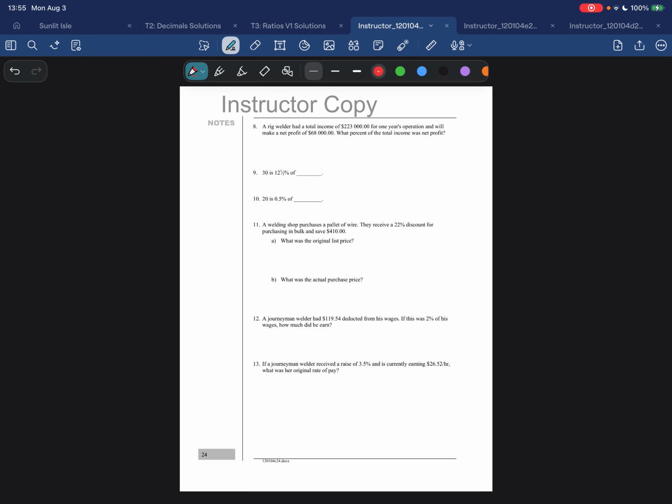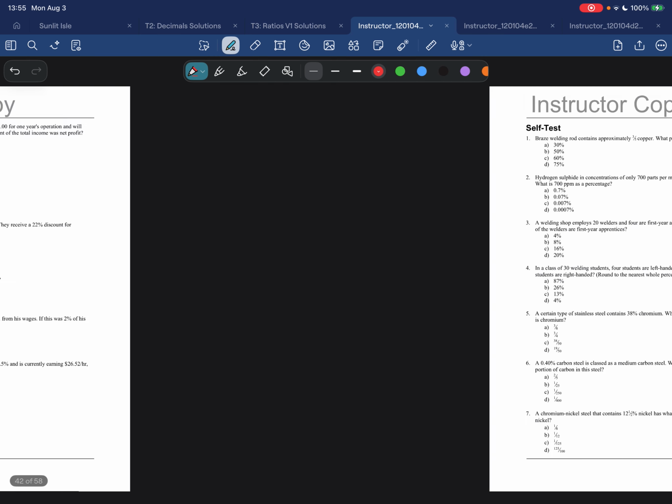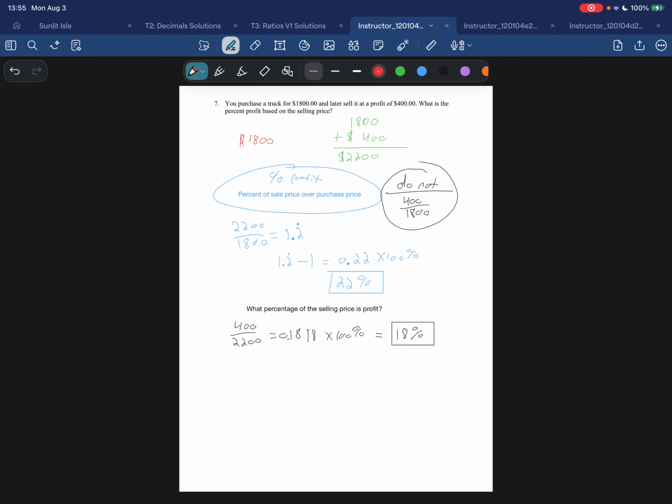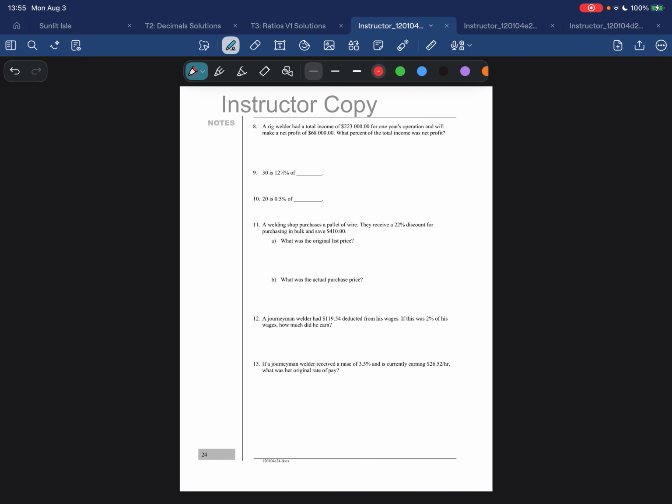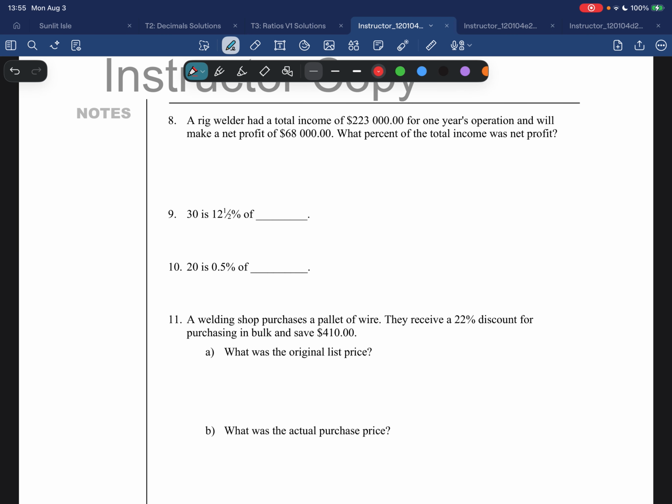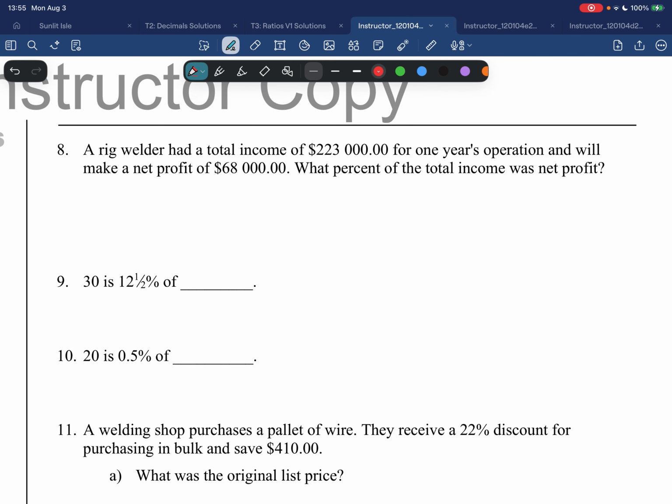Okay, so these are some of the homework problems we did not get to just before the self-test and just after where we stopped. So these are the last few questions in the book that we did not go over on Friday. So I'm going to go through and solve 8 through 13 here. They're all quite similar, all to do with percentages.